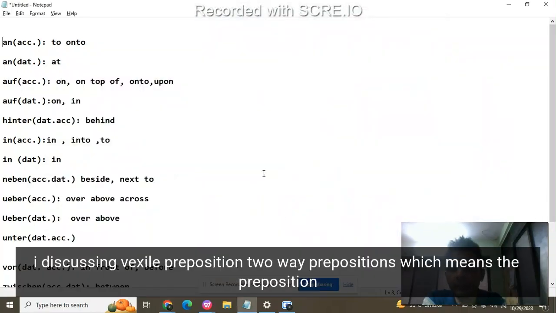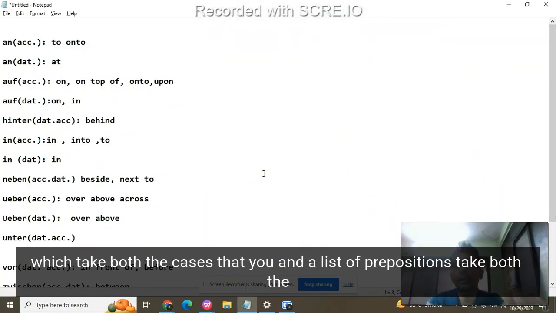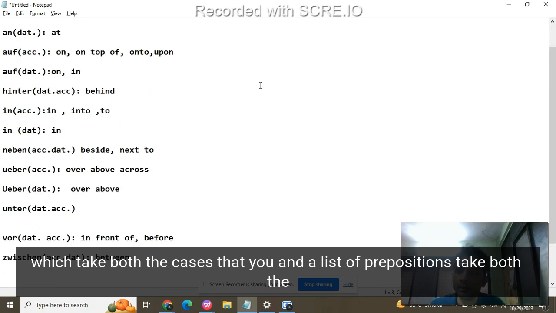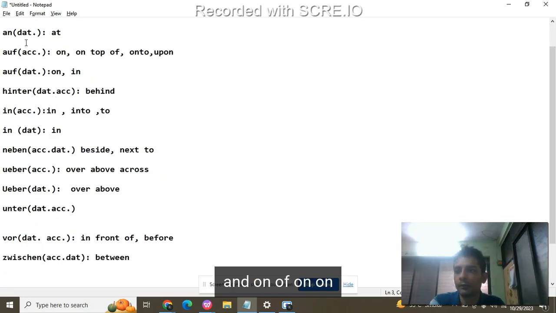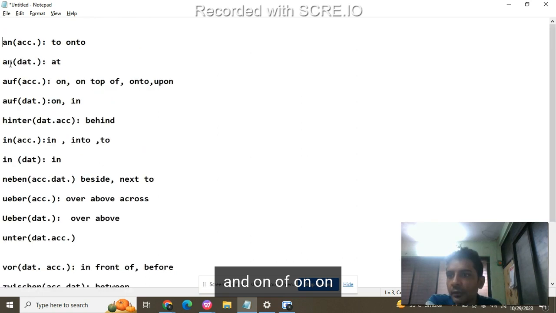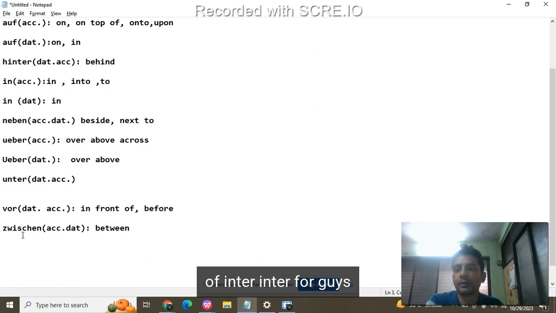Today I am discussing the two-way prepositions, which means the prepositions which take both the cases, dative and accusative. This is a list of prepositions which take both the dative and accusative. We have an, auf, hinter, in, neben, über, unter, vor, zwischen.